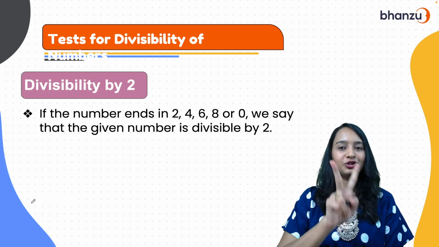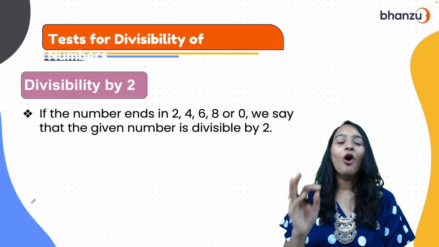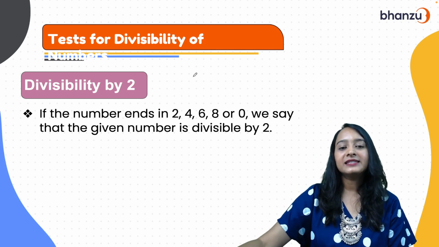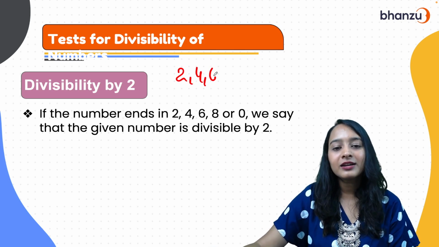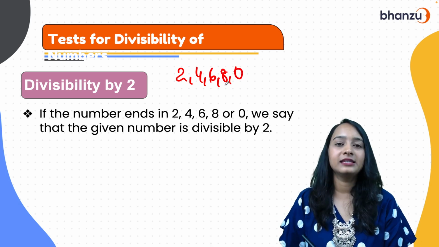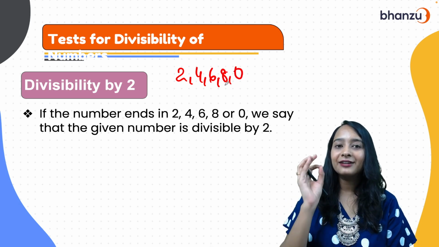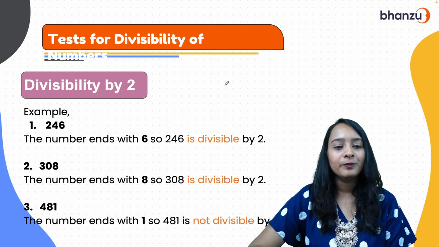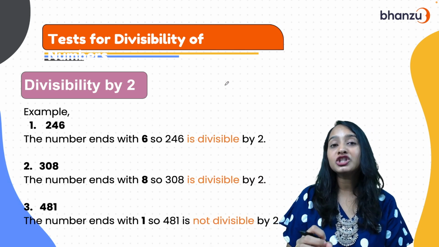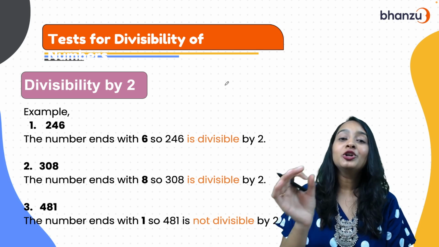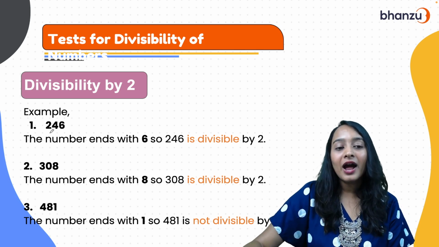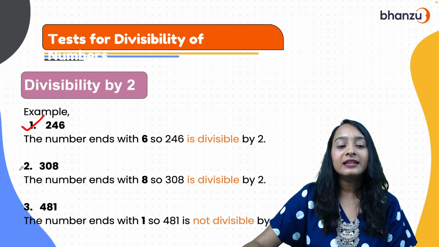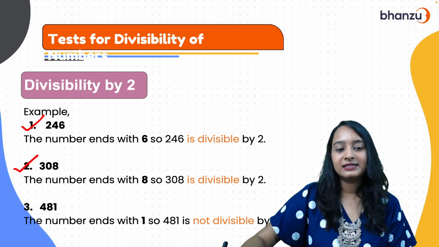And next comes 2. 2 is very easy. All the even numbers are divisible by 2 because they'll end with 2, 4, 6, 8 or 0. So all the numbers ending with 0, 2, 4, 6 and 8 are divisible by 2. So basically the number has to be an even number to be divisible by 2. 246 is an even number, so it is divisible by 2. 308 is an even number, it is divisible by 2.